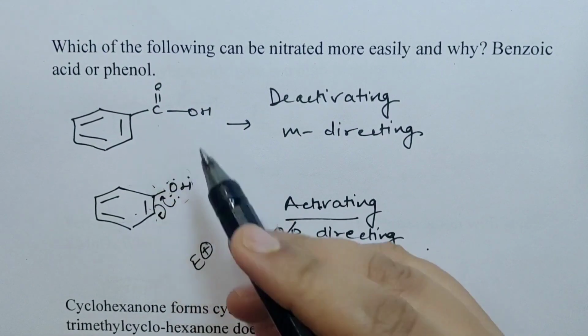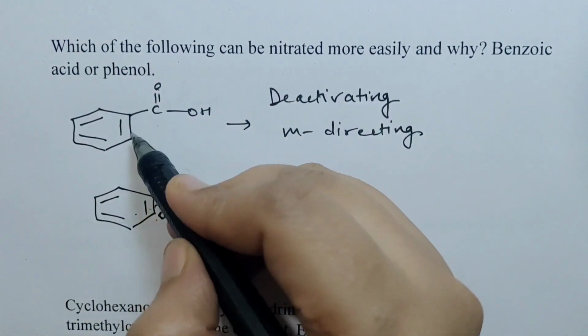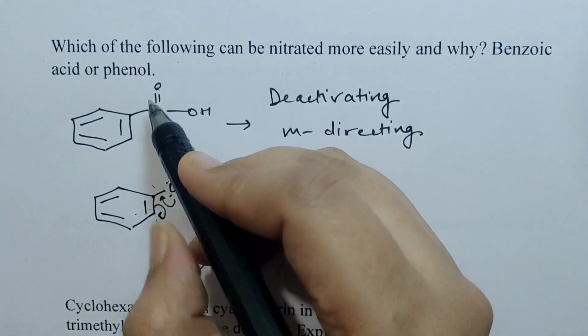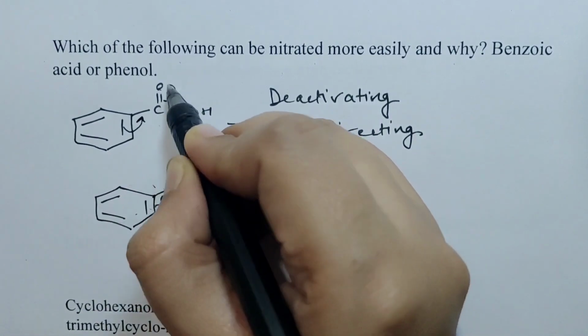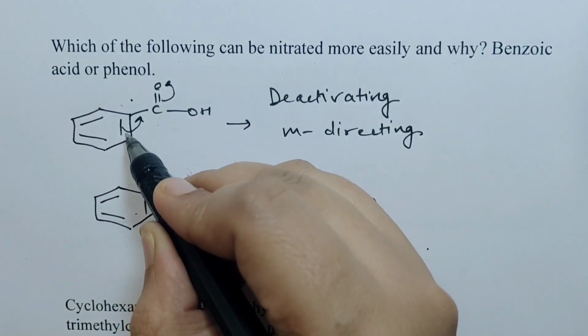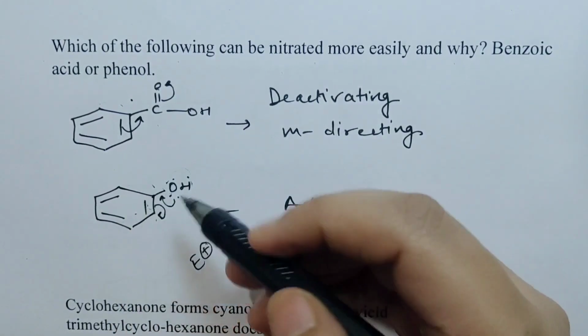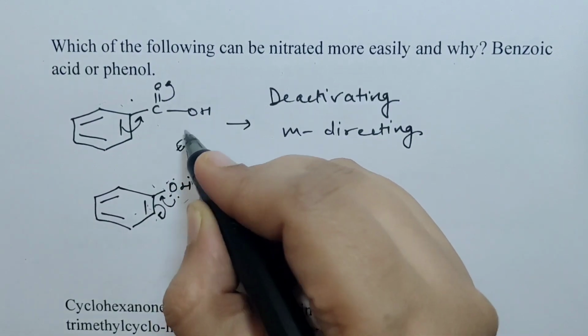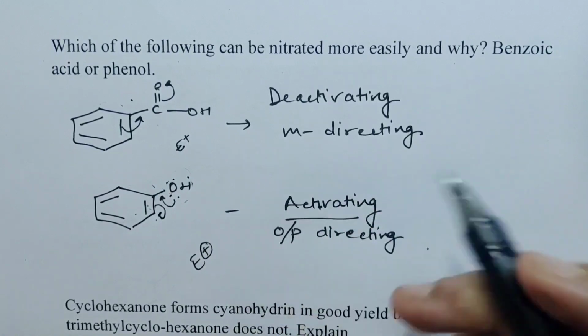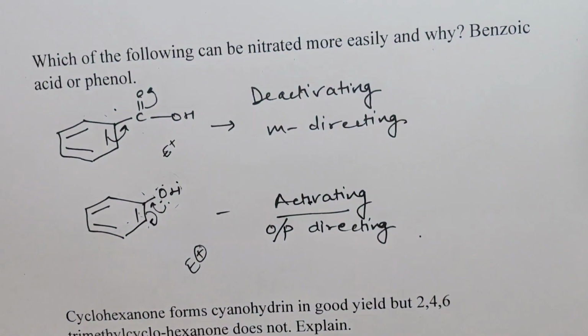Benzoic acid, on the other hand, shows deactivating effect. That means since this double bond is in conjugation with the carbon-oxygen double bond, the electron density is pulled out from the benzene ring, making it electron deficient as compared to the phenol's benzene ring. Therefore, the electrophile would be reluctant to attack on this benzene ring. Okay, moving on to the next question.